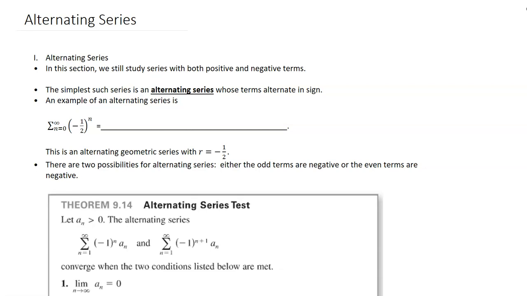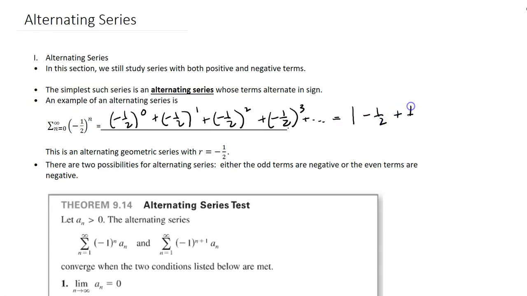If you were to actually list out the terms of this, you would have negative 1/2 to the 0 power plus negative 1/2 to the first power plus negative 1/2 squared plus negative 1/2 cubed, and so on and so forth, which would give you 1 minus 1/2 plus 1/4 minus 1/8 plus so on and so forth. And you can see that this is changing sign back and forth from positive to negative.